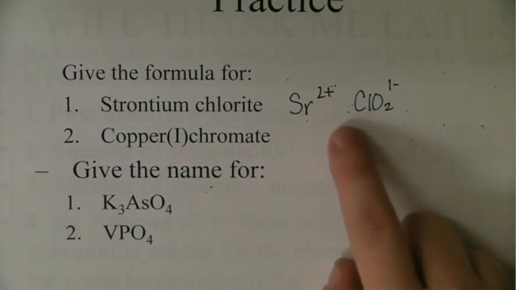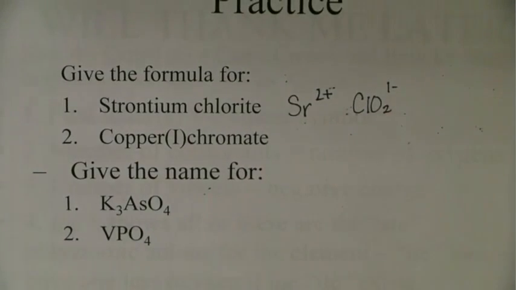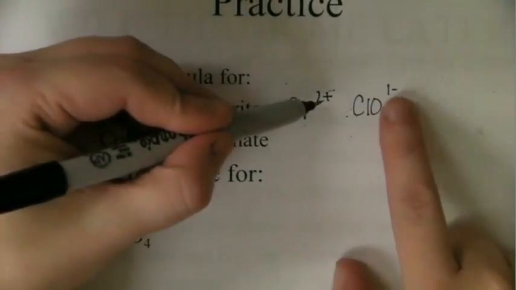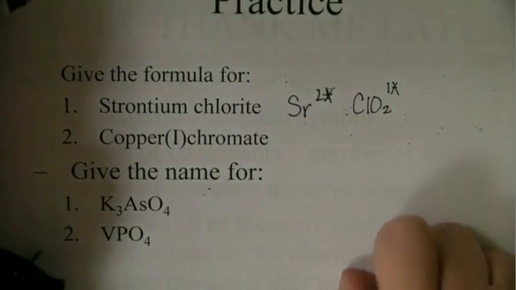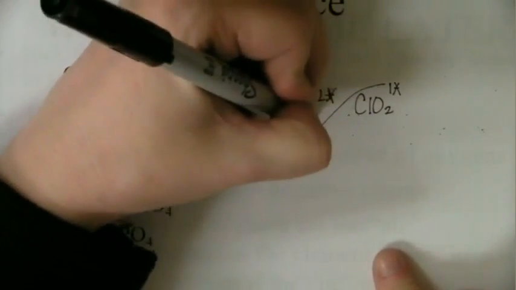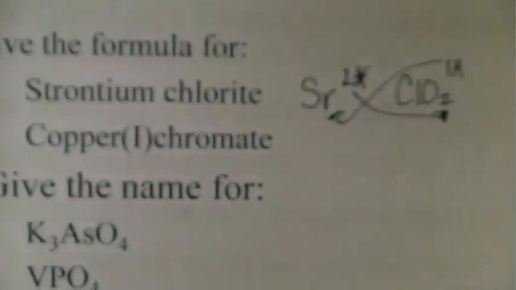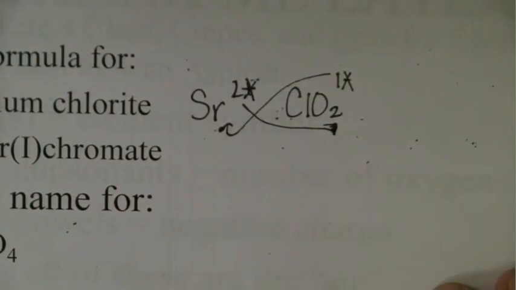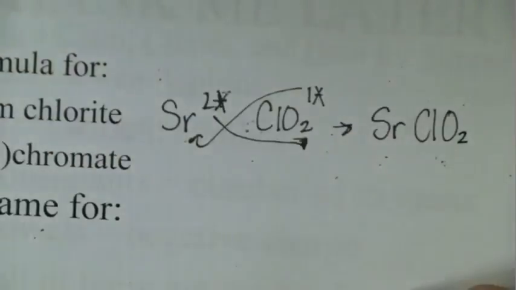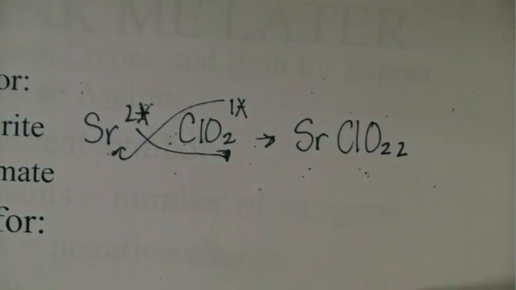So strontium's Sr positive 2, chloride is ClO2 with a -1. So 2 and 1, we know those aren't going to cancel each other out anyway. Ignore the charges, cross over the numbers. So the 1 goes to the strontium, the 2 goes to the chlorite. I'm going to zoom in on this a little so you can see a little better. So when you rewrite this, we know that means we needed 1 strontium and 2 chlorites. So that means I would put a 2 here.